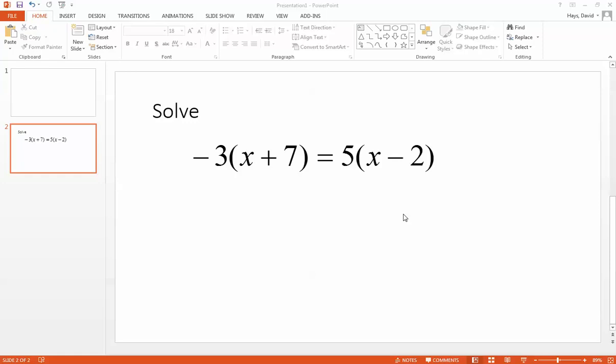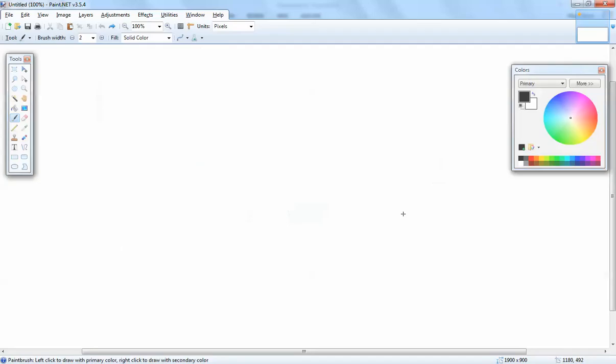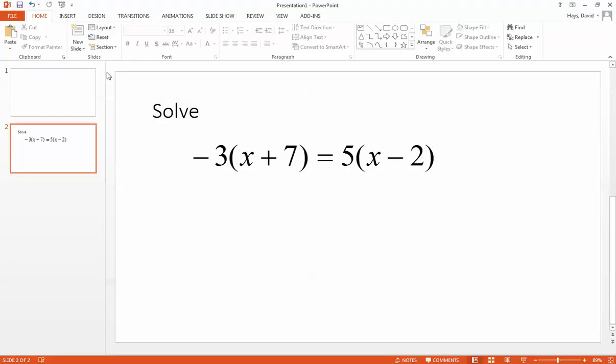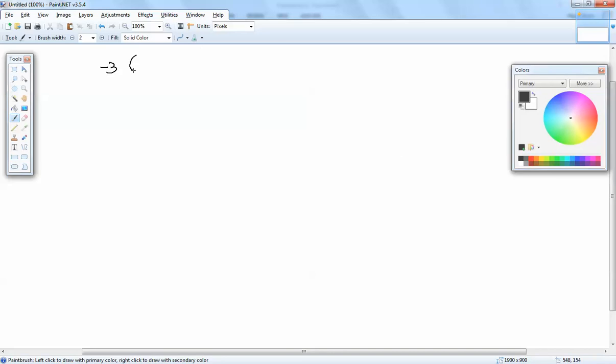Take a look at this problem. We've got negative 3 times x plus 7 equals 5 times x minus 2.